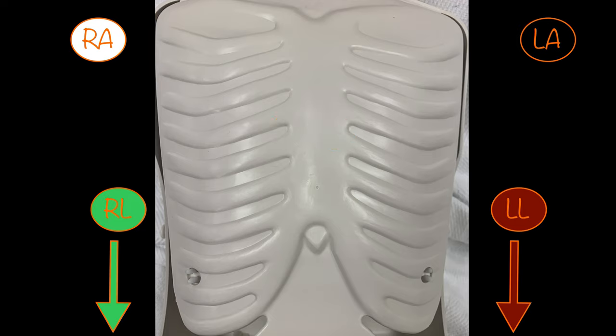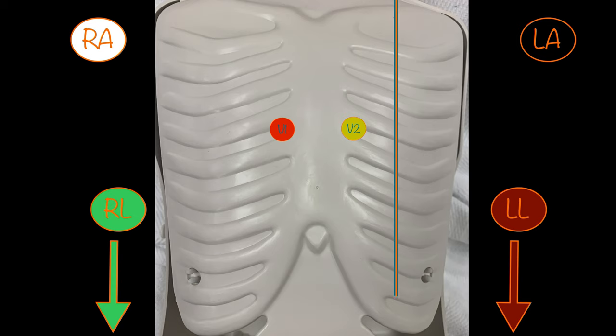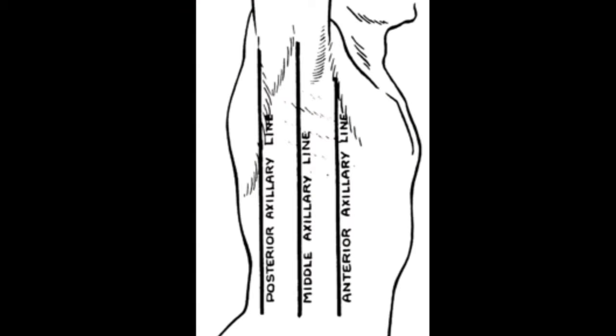Next, we'll place lead V4. We'll come back to V3 shortly. Find the midclavicular line. The clavicle reaches from the sternum to the shoulder. Midway through that is the midclavicular line. In the 5th intercostal space, on this line, place V4. Lead V3 sits between V2 and V4.